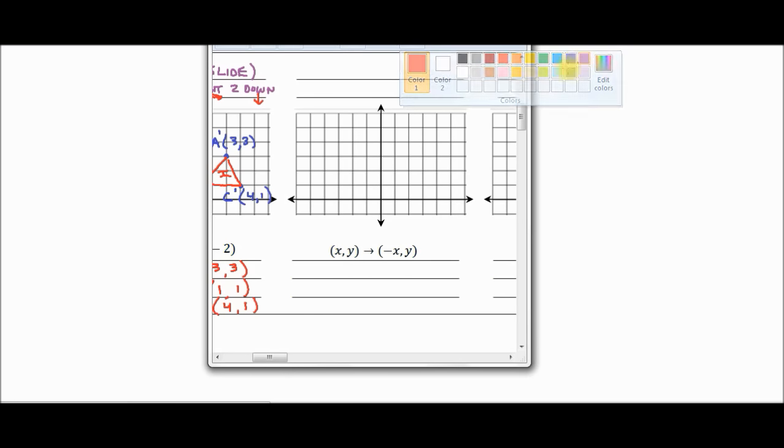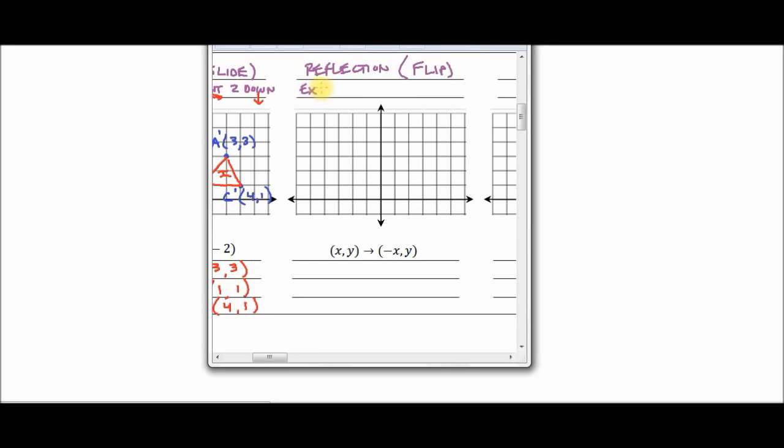The next one was reflection. So our next isometry was reflection. And we also called this something different in my class. We also said reflection is kind of like a flip. Reflection flips a shape over. Let's do an example of that.